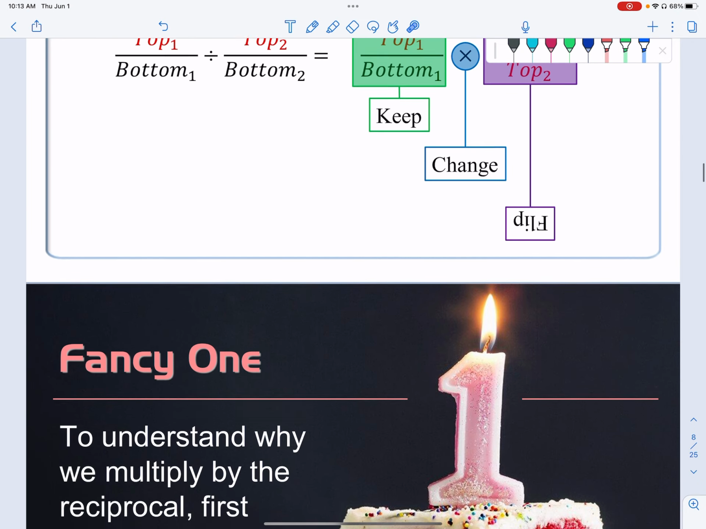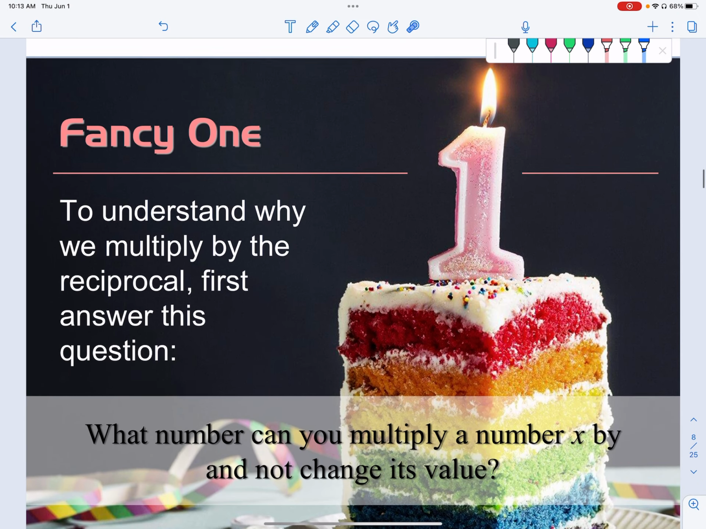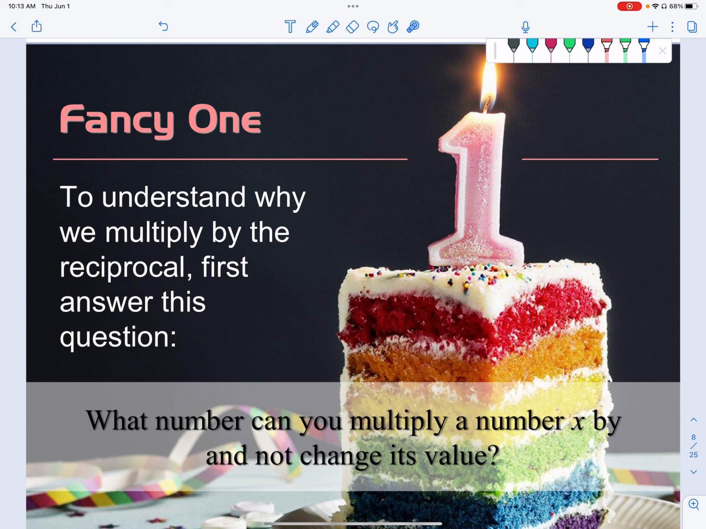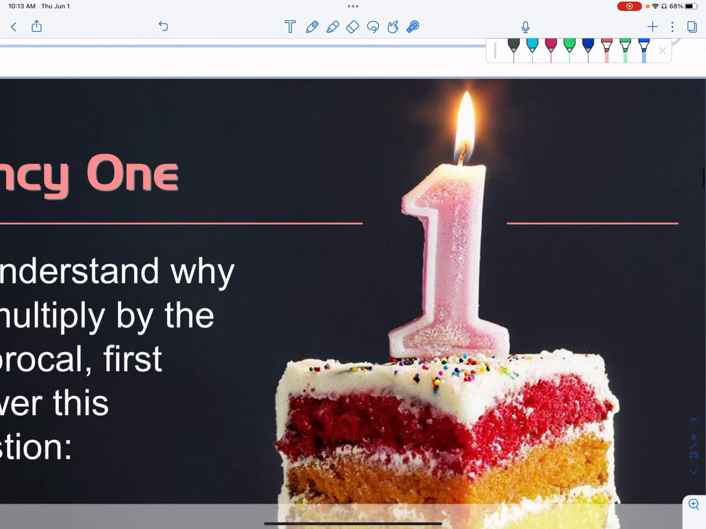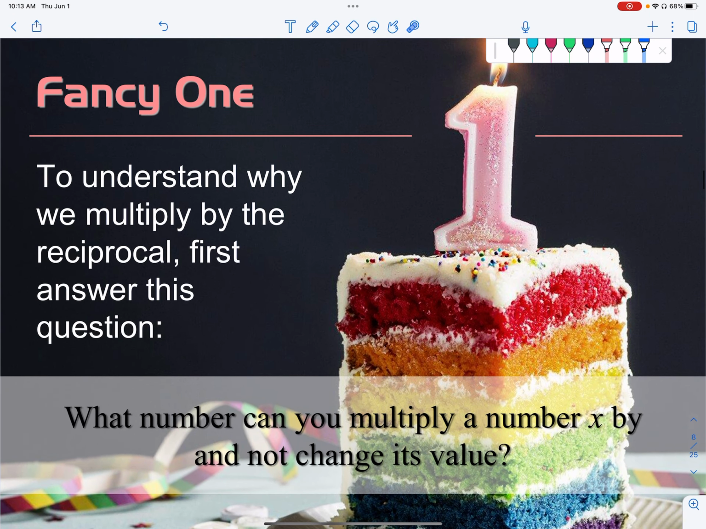Now, I've got a question to start off, and that is, what number can you multiply x by, any number, and not change its value? Well, the hint here is right there on this birthday cake. It's the number 1. And we're going to multiply by what I call a fancy 1. And we saw this in a previous video. For example, what is the number 5 divided by 5? It's 1. What's pi divided by pi? It's also 1. It's just a little fancier than 1 tends to look, okay?